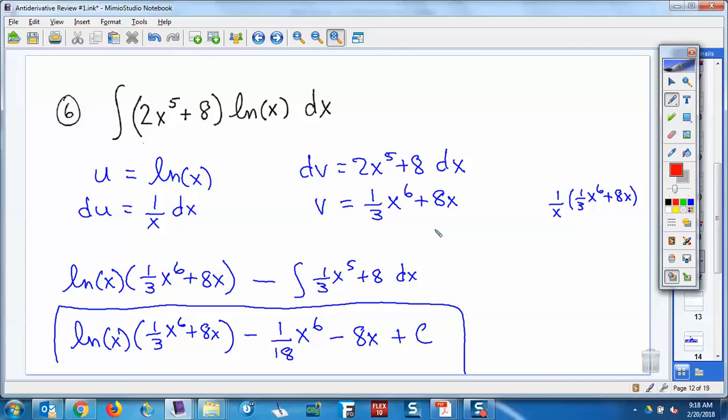Now I just do a simple power rule. Raise it up 6, divide by 6, be 1/18, and then the antiderivative of 8 is 8x. The minus has to distribute through here. So notice how I distributed that minus through.